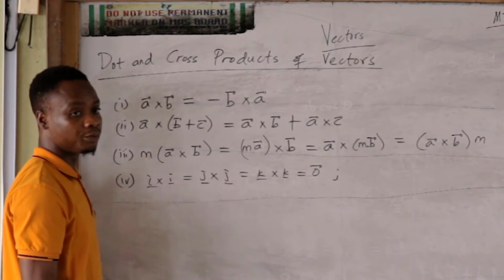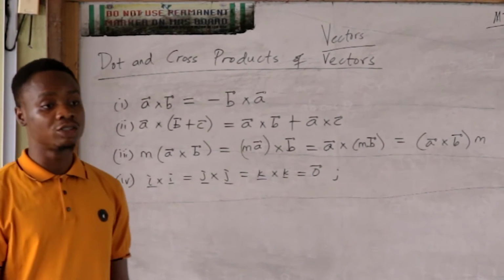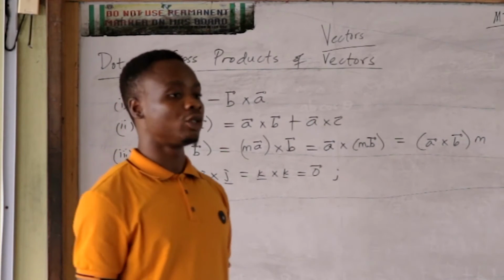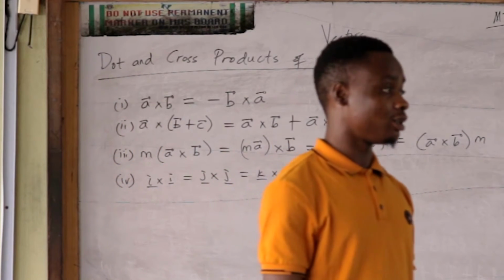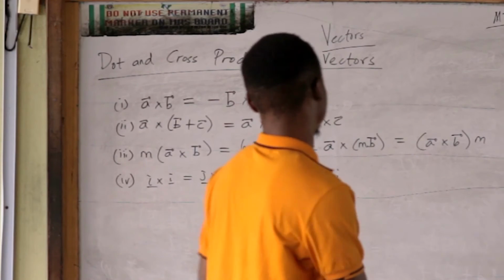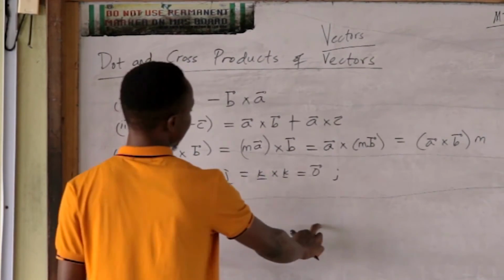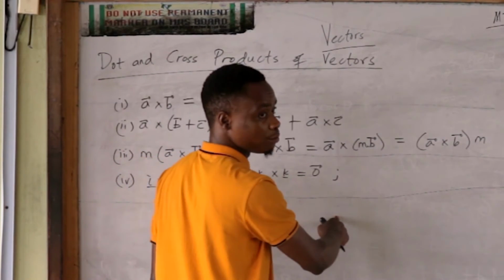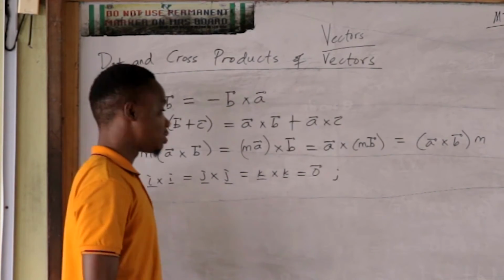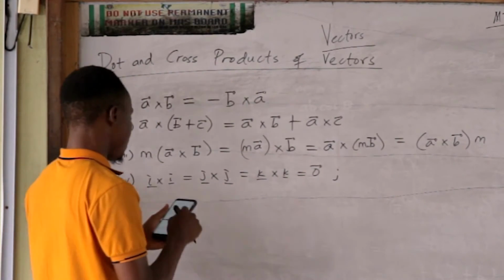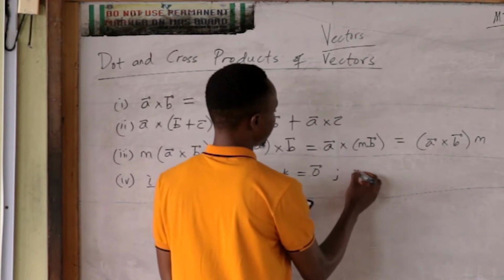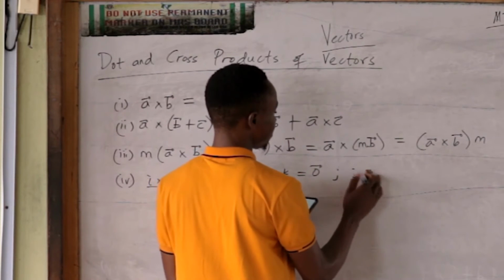Does that make sense to you? Any cross product operation must result in a vector. Any scalar product operation must result in a scalar. Does it make sense to you? That was why when we wrote i dot j the other time, we wrote out the answer as simply 0. There was no bar on it.